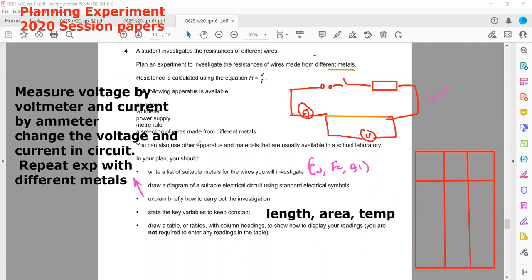Why do they normally say table or tables? For example, say this is for copper we are doing. Then there will be another table you will draw for iron. A similar table will be there, only the change will be iron. And the third will be aluminum. So we are measuring a voltage, the unit is volts. We are measuring a current, the unit is ampere. And we are measuring a resistance, so the unit is ohm. The same thing you will draw for iron as well as aluminum.